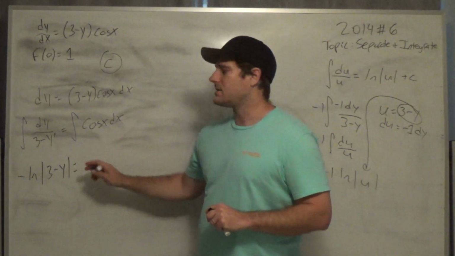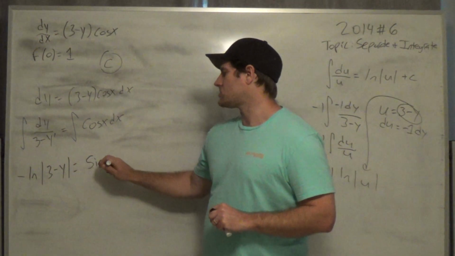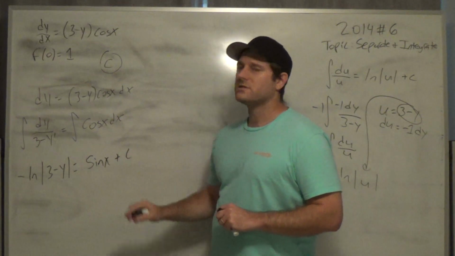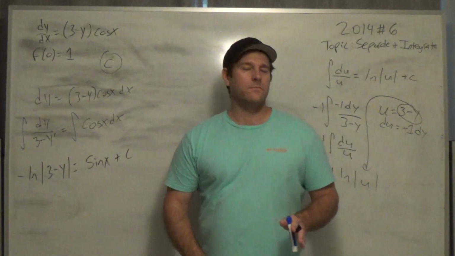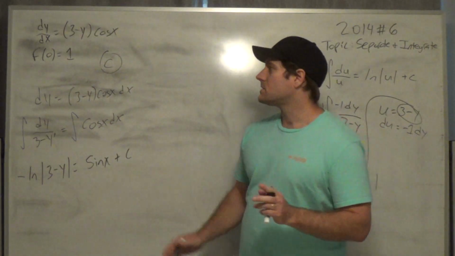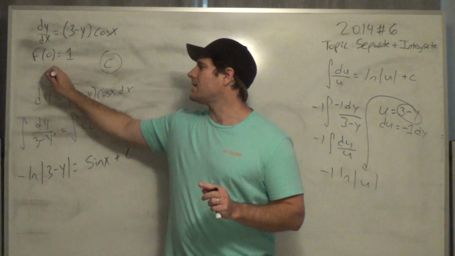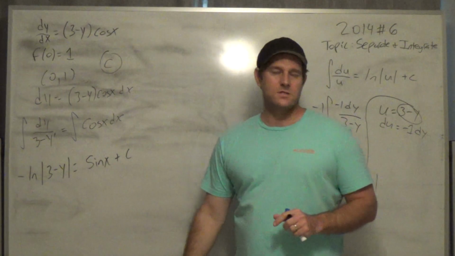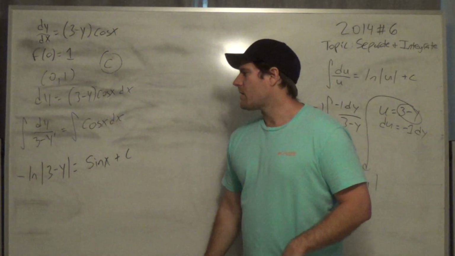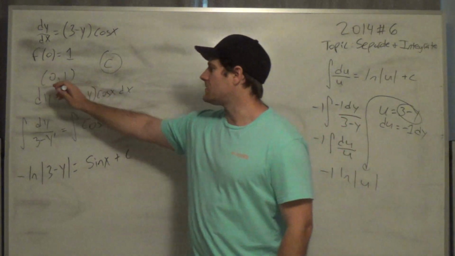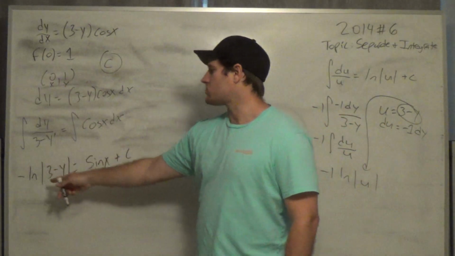On the right-hand side, the antiderivative of cosine is sine, and then plus c. If you separate and you integrate and you put a plus c, you've earned a ton of points. You're almost done with points. Plug in the point they gave you and solve for c, and then replace, and then get y by itself. So now I'm going to try to earn some more points. I'm going to plug this in for the x and the y and try to solve for c.